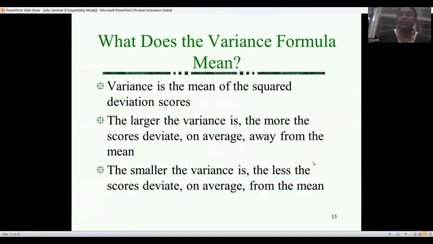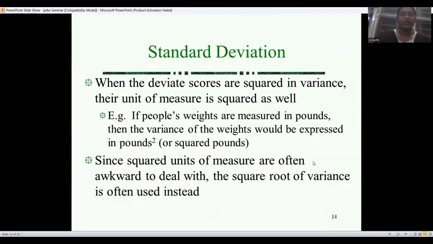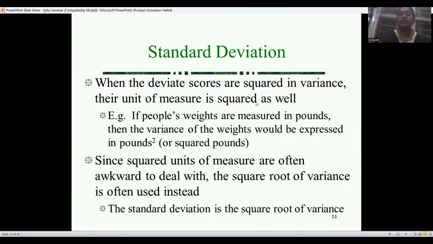Variance is the mean of squared deviation scores. The larger the variance is, the more the scores deviate on average away from the mean. The smaller the variance is, the less the scores deviate on average from the mean. What is standard deviation? When the deviation scores are squared in variance, their unit of measure is squared as well.